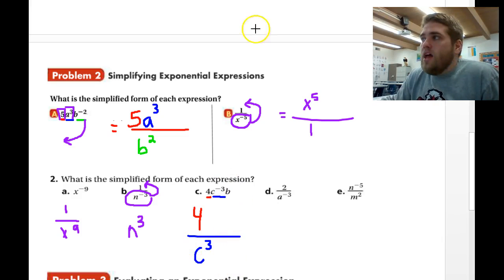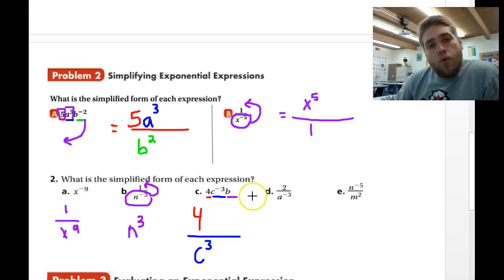Okay, so now it's positive. Now it's okay. And then finally, I have b. Is there anything negative touching b? No, so I just leave it alone. So I get 4b over c cubed.